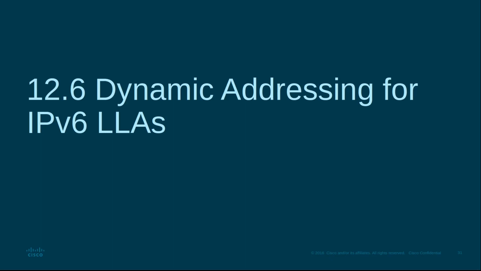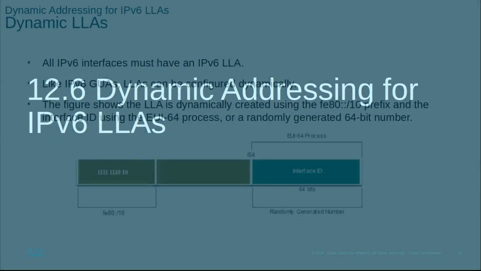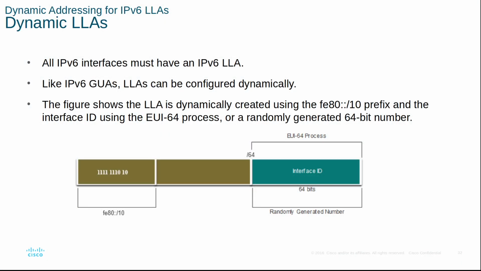Now, dynamic addresses. Well, they're useful, right? Because all IPv6 interfaces have to have an IPv6 link-local address. And just like your global unicast addresses, these can be configured dynamically. So here's showing how this is done using FE80::/10 as the prefix. And then the device either uses EUI-64 or the randomly generated 64-bit number to generate the rest.